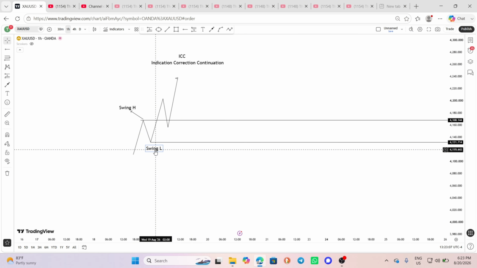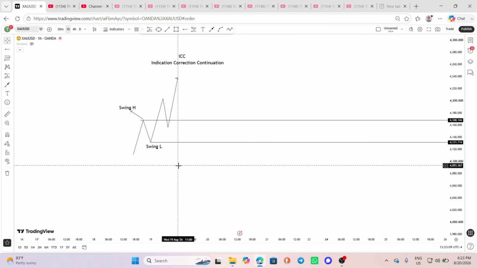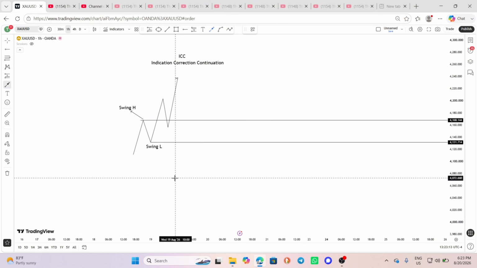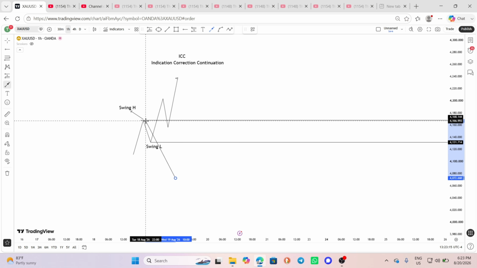You have probably heard this a couple of times but don't know what a swing high is and what a swing low is. A swing high is basically a level of sellers, and a swing low is basically a level of buyers.